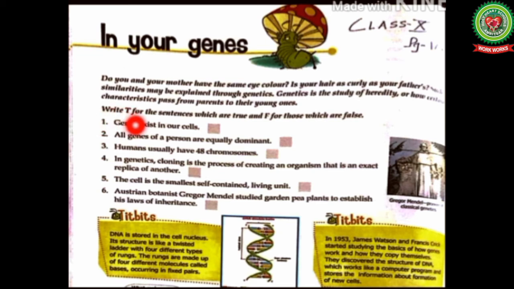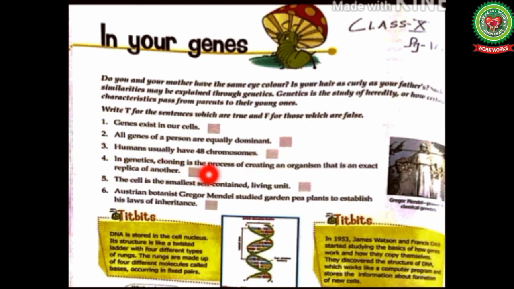Write T for the sentences which are true and F for those which are false. Genes exist in our cells. It is true. All genes of a person are equally dominant. It is false because genes can be dominant or recessive. Humans usually have 48 chromosomes. What should be the number of chromosomes in case of humans? It should be 46. So it is false.